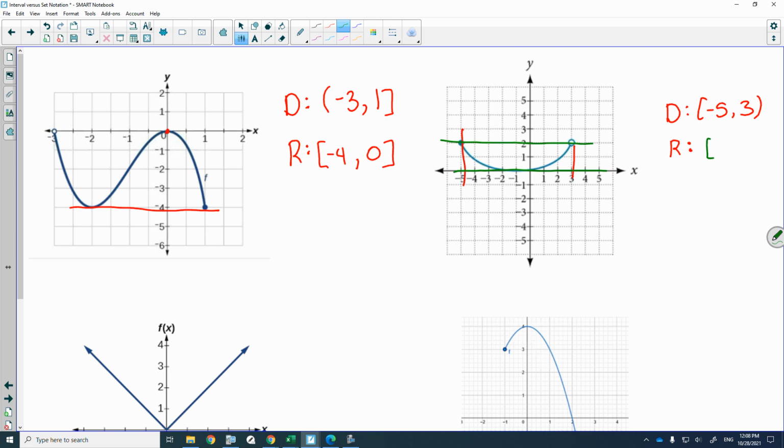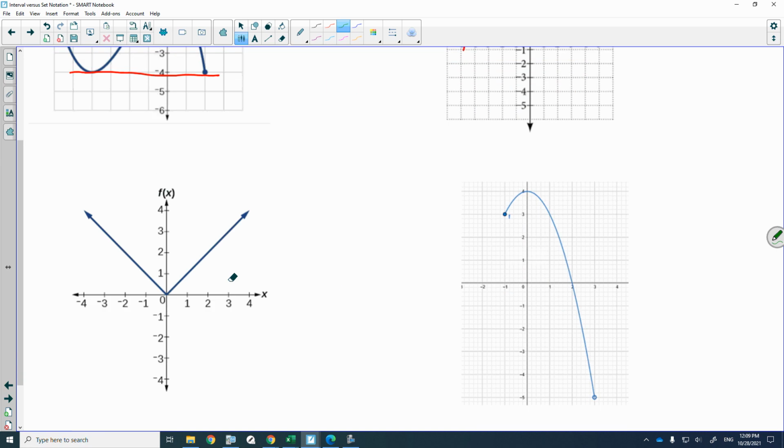Yep. The smallest y value is 0, comma. What's the biggest y value? It's what you first said, 2. Yeah, so the biggest y value would be 2. Would you put a square or a round bracket? This would be square. Everybody's good with that? Okay, let's look at this one.